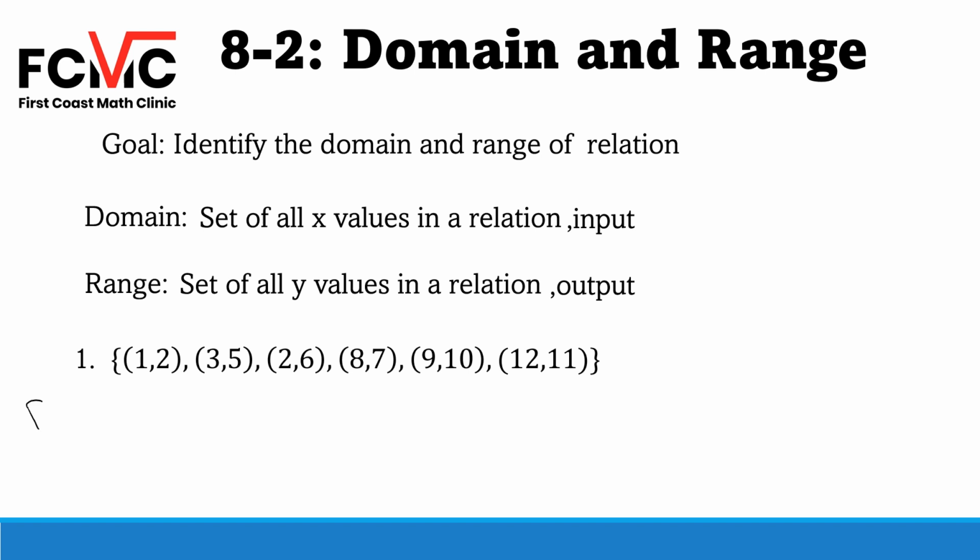Let's start by identifying our domain in uppercase D. We're going to write it in a set of brackets. So our domain, the set of all x values, so the first value in our ordered pairs. So our domain is going to be 1, 3, 2, 8, 9, and 12.